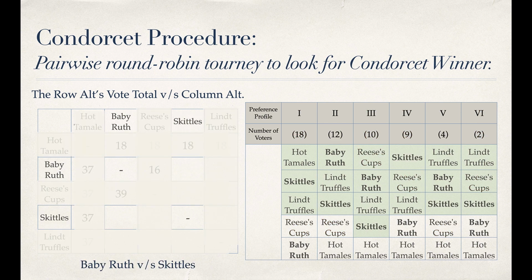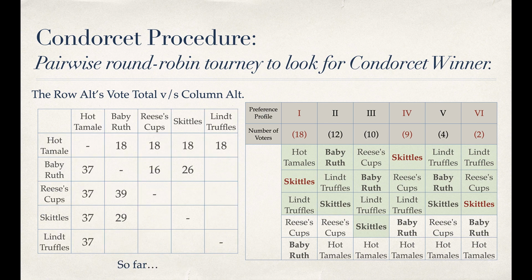All right. Now we're going to run Skittles against Baby Ruth. So over here I've highlighted Skittles and Baby Ruth. Let's look at the first vote total, the Baby Ruth vote total in Baby Ruth versus Skittles. So it's 12 plus 10 plus 4. That is the Baby Ruth's vote, so 22 plus 4 is 26. And now I'm going to come back and look at the Skittles votes in that pairwise comparison. 18 plus 9 plus 2 is 29. So Skittles wins that pairwise comparison.